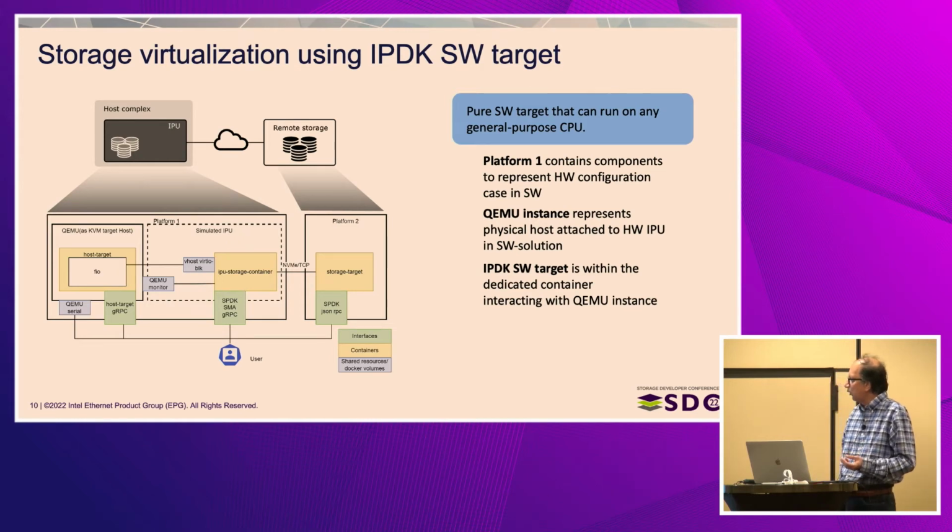That QEMU instance, or the representation of the physical host, is going to use the virtio-blk, vhost virtio-blk interface to talk to the second container, which is the IPU storage container. You can say that this is an IPU simulator. It's a software implementation of the IPU's processing. And then that IPU storage container software uses NVMe-oTCP to talk to platform 2, in which there is a storage target container, and that represents the remote storage pool. And this is how the whole system works.